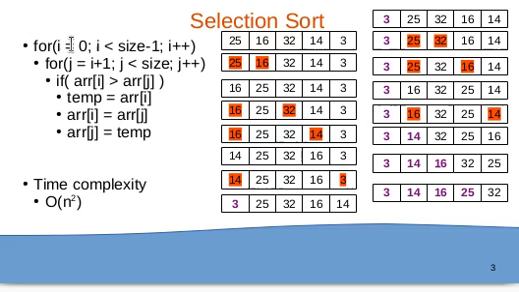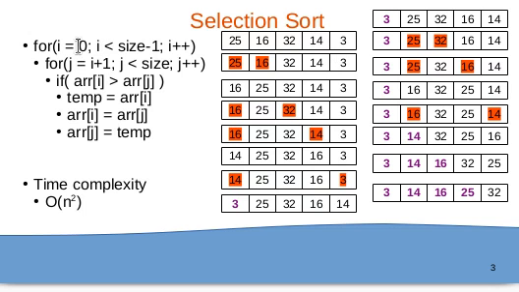For i equal to 0, i less than size minus 1. Size is 1, 2, 3, 4, 5. So size is 5. Size minus 1 is 4. Index i is less than 4. That means up to 3: 0, 1, 2, 3. i will go up to this.